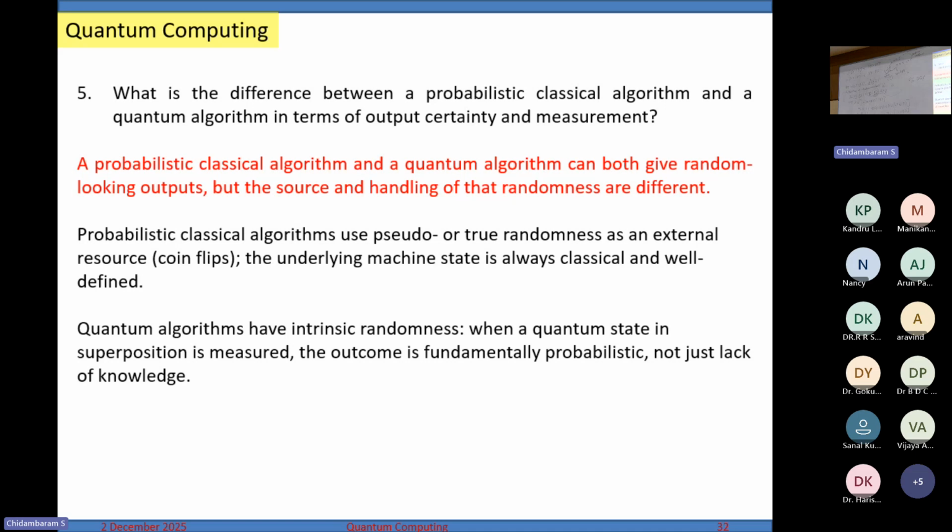Now, if you see in the market, the startup companies coming out with quantum related products are generating quantum random numbers, which are truly random, unlike the random numbers created by classical computers, which are pseudo in nature. The companies in the Indian startup scenario are generating truly random quantum random numbers. That is the difference between the probabilistic classical algorithm and the algorithm that we have in quantum.